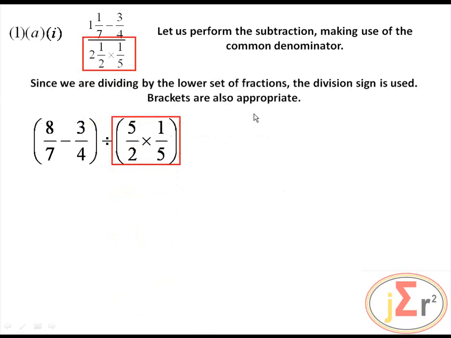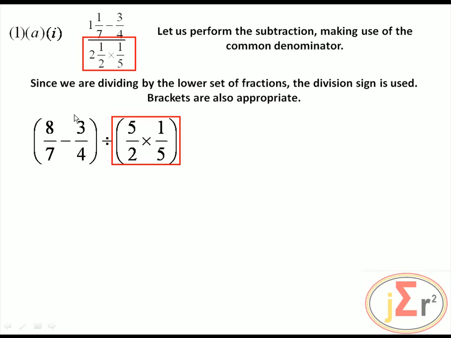done is that we have taken the lower set of fractions right here, and we have used, instead of this bar or this line that we have here, which means that we are dividing the upper set of fractions by the lower set of fractions, a division sign instead of the bar that we have right here. Also, it is important that we enclose the upper set of fractions in brackets.